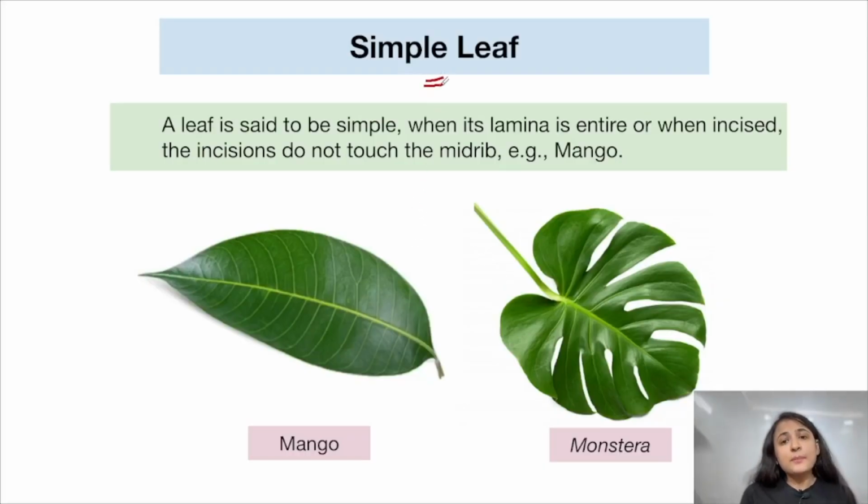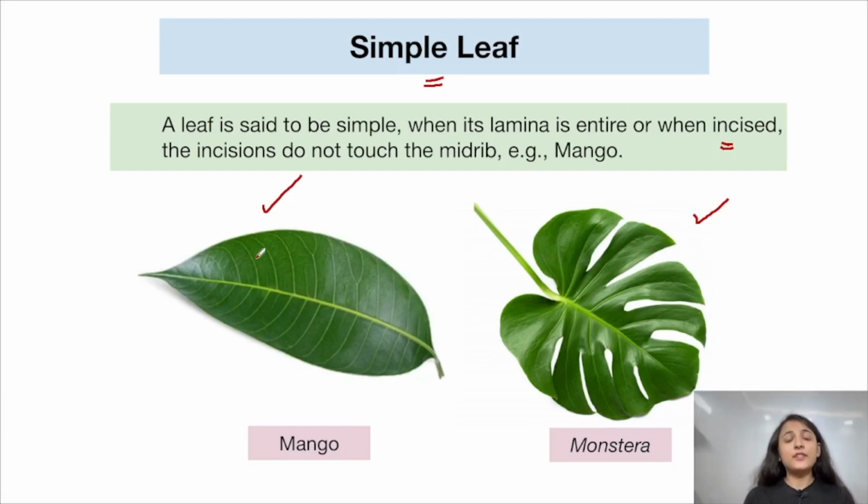Now let's come to simple leaves. A leaf is said to be simple when its lamina is entire. What is a simple leaf? When its lamina is entire. See, as in this mango leaf, the lamina is entire, no cuts are present in the lamina. Or when incised, see, there is an exception here. When incised, the incisions do not touch the midrib. So such a leaf can also be called a simple leaf.